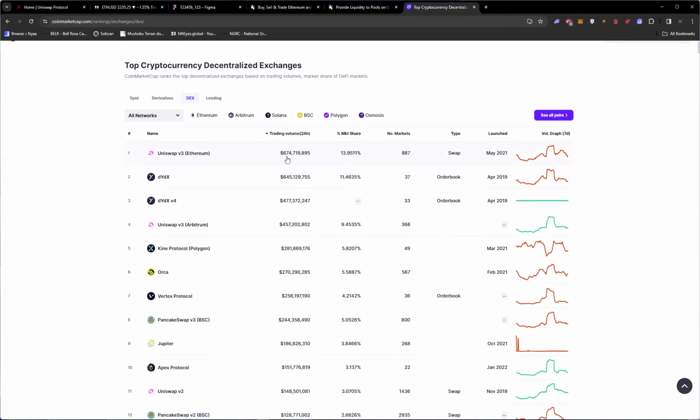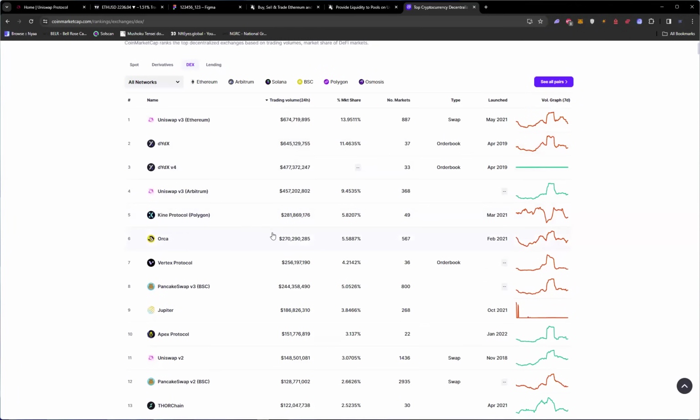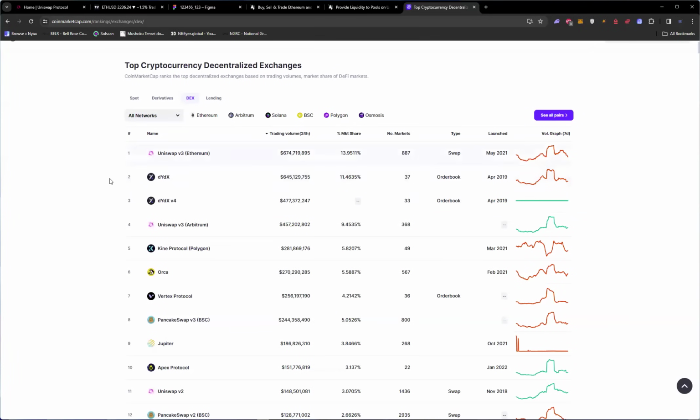You see $674 million in Uniswap version 3. DYDX is doing 645. They're a perpetual, a very, very interesting product as well. Orca is doing right now 270. Actually, 2 weeks ago they were doing $1 billion. So it fluctuates, but definitely the trend is overwhelmingly up.